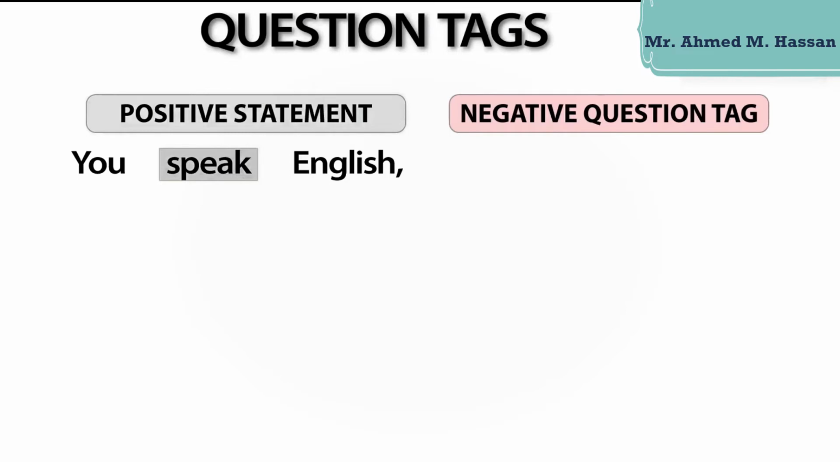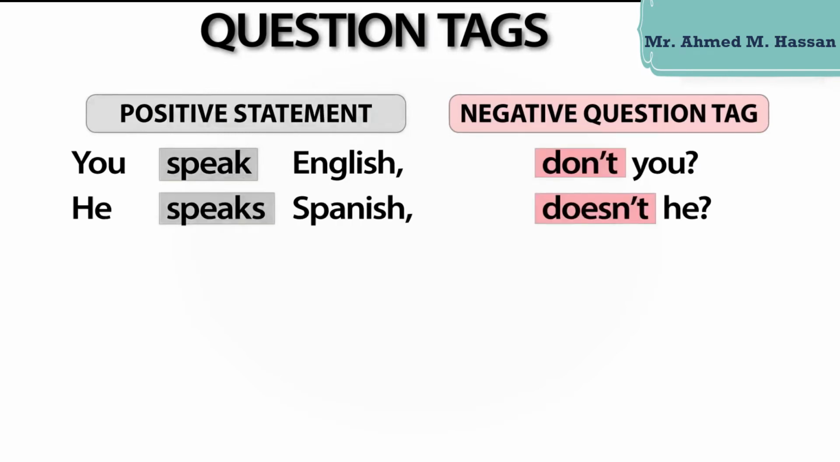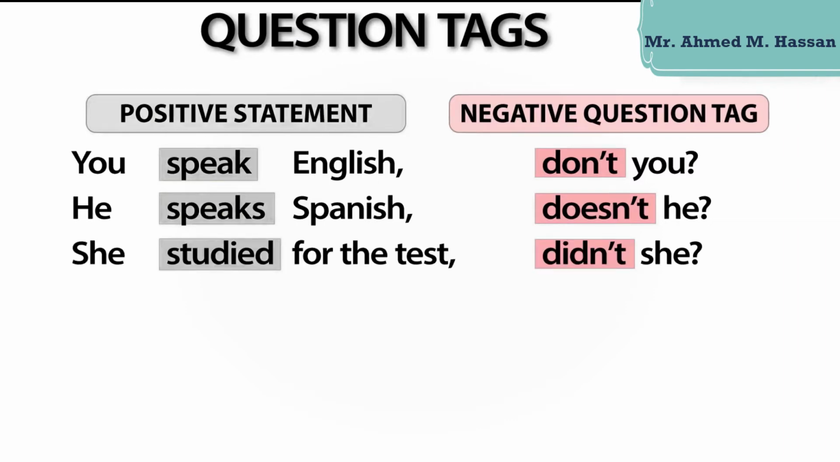When the verb in the statement is in the present tense, we form the question tag with don't or doesn't. You speak English, don't you? He speaks Spanish, doesn't he? And when the verb in the statement is in the past tense, we form the question tag with didn't.